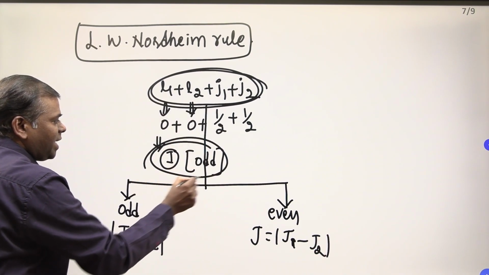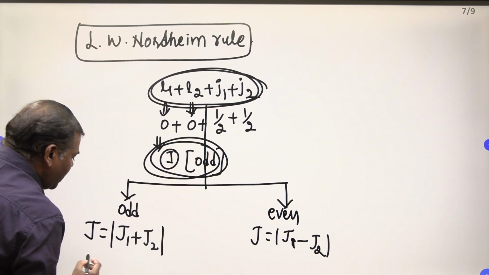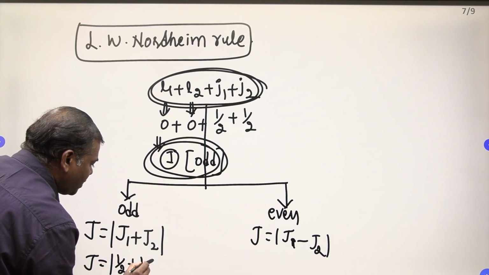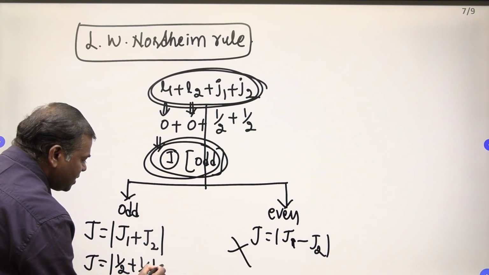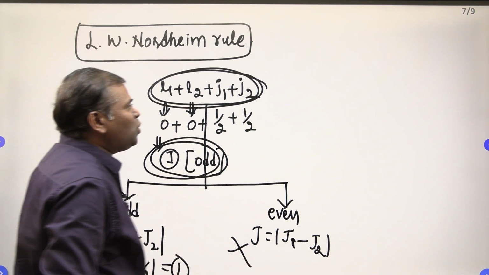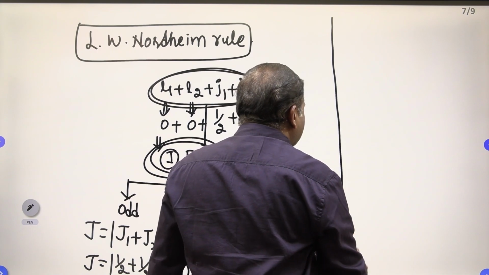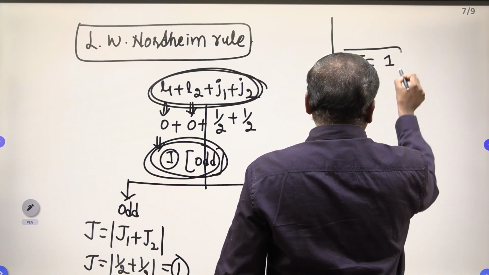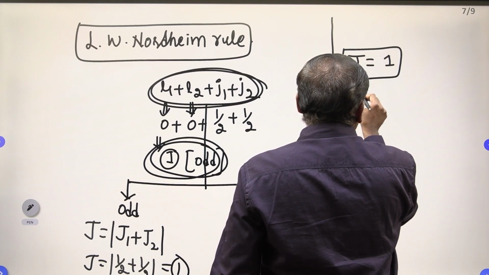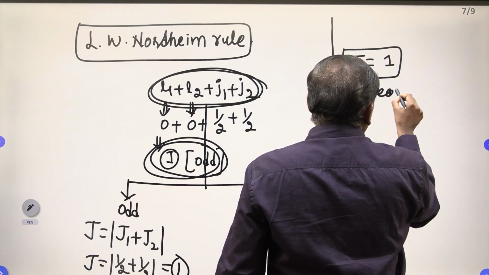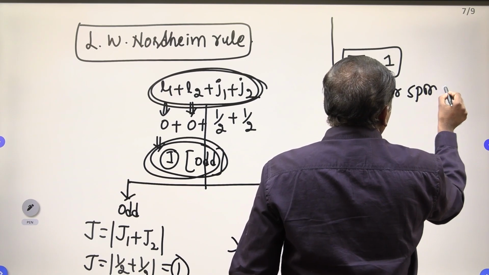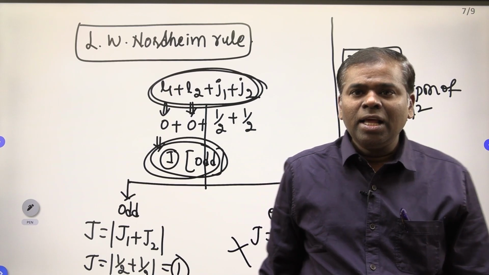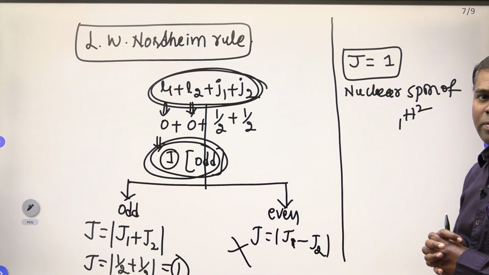What value are we getting? An odd value. Therefore, J is equal to 1 by 2 plus 1 by 2. The other rule does not apply here. J is equal to 1. What is the nuclear spin? Nuclear spin is equal to J is equal to 1. This is the nuclear spin. Nuclear spin of whom? Nuclear spin of the deuteron. Clear? Nuclear spin of the deuteron we found.